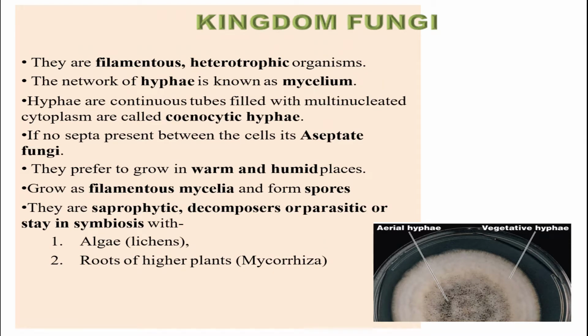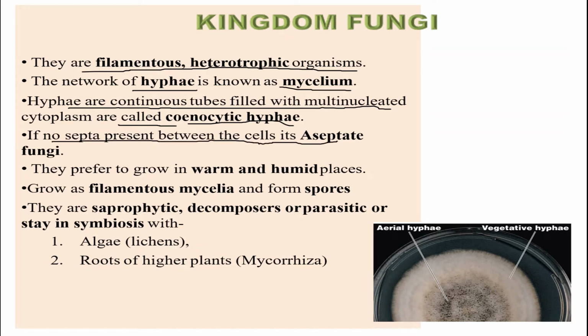Kingdom Fungi are basically filamentous in nature and they are heterotrophic organisms. Also, they have a network of hyphae known as mycelium, and their hyphae are continuous tubes filled with multinucleated cytoplasm called coenocytic hyphae. This is an important point. Also, if no septa is present between the cells, it's called aseptic fungi.